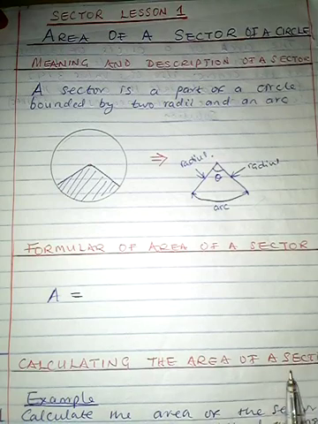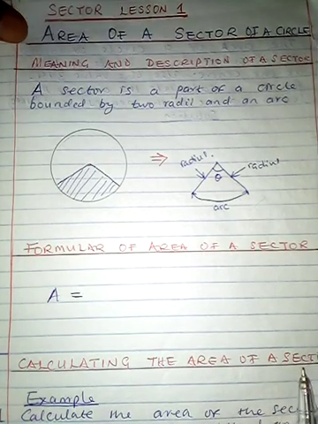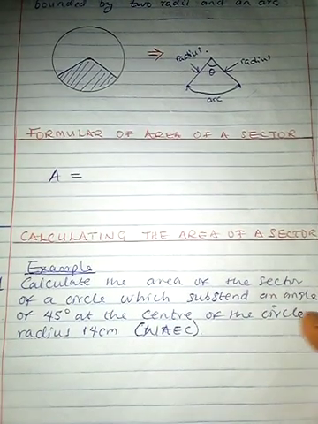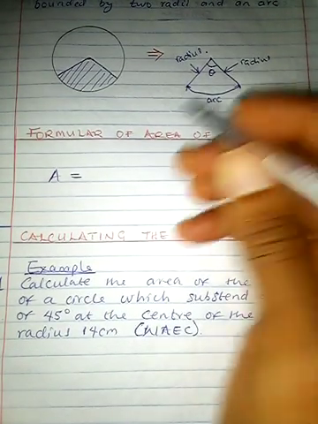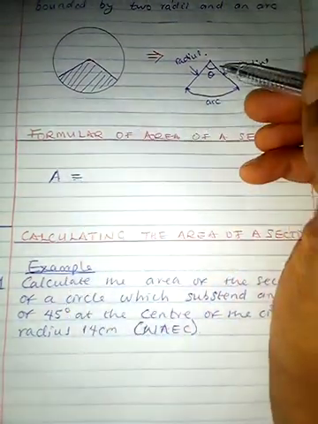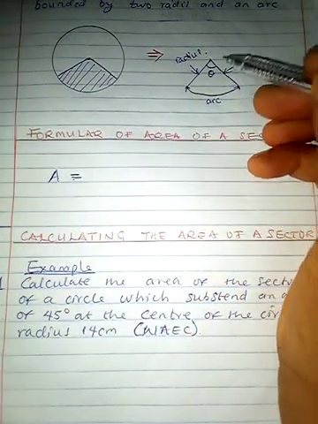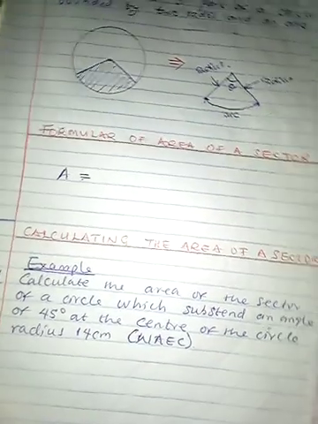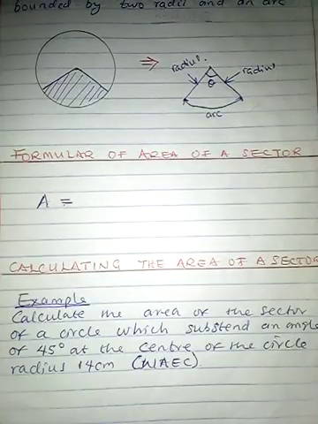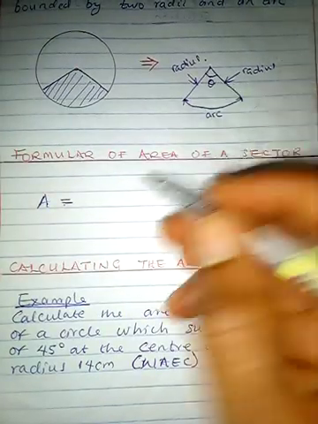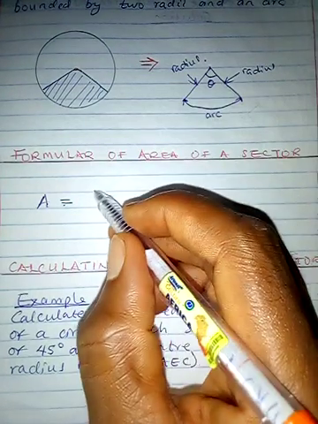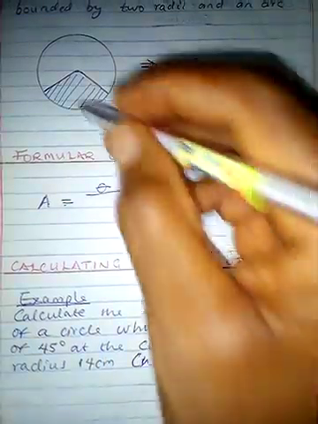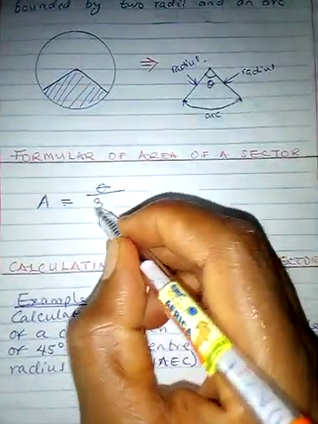So we are going to see how to derive a formula for the area of a sector. Let's quickly do that now. Area of a sector, the formula. Now, if you look at this place, we have an angle here. So to find the area of a sector, it is going to be the angle that the sector subtends over the total angle of a circle, which is 360. That is theta over 360.